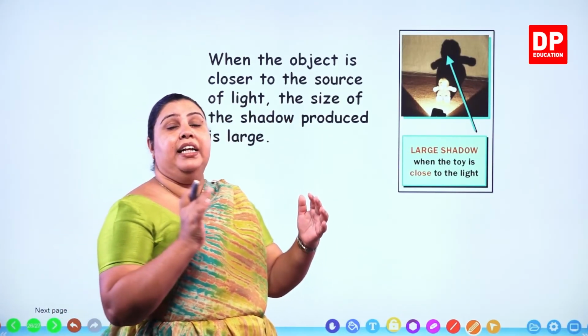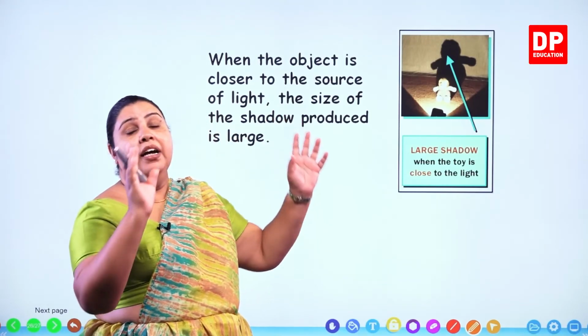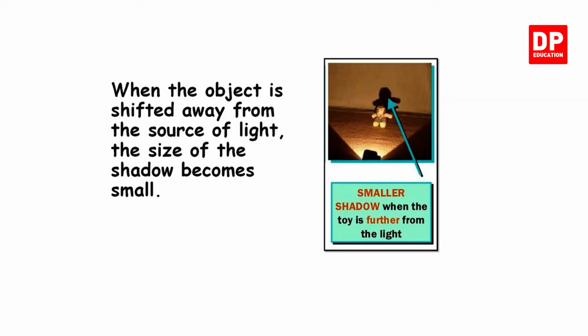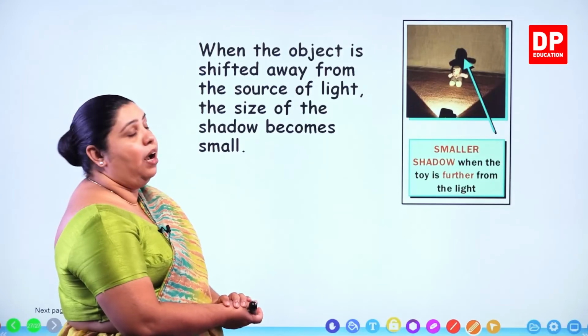As we get closer to the light, our shadow becomes big. Then when the object is shifted away from the source of light, the size of the shadow becomes small.